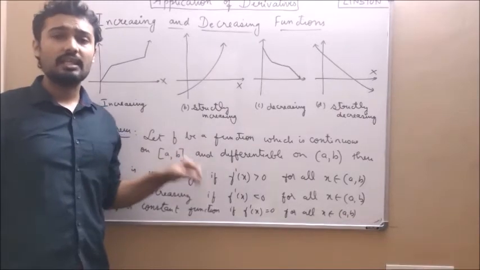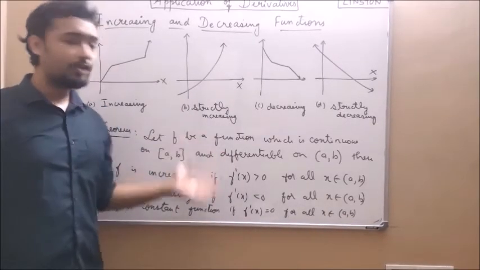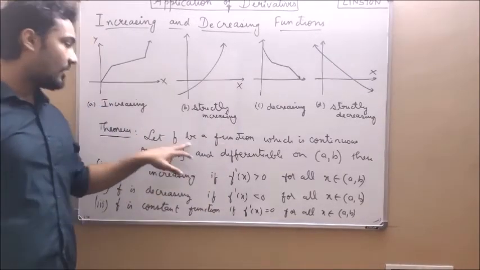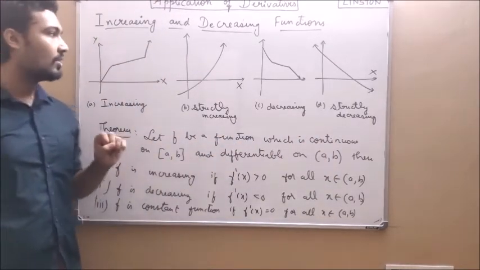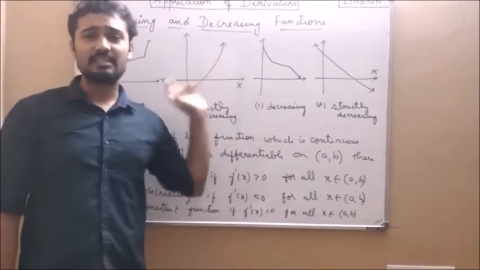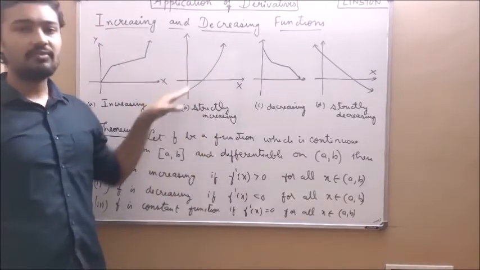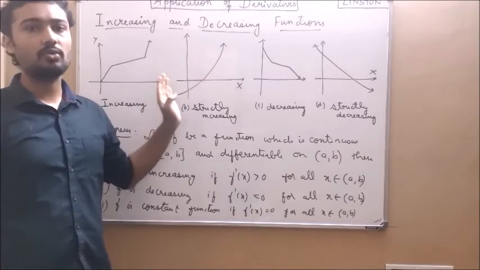Explaining the relation between increasing and decreasing function and its derivative. So what do we get from this? First thing to note, f is a function which is continuous on the closed interval a comma b. What is the meaning of f of x is continuous? It means you can draw the graph as a continuous line without any discontinuity. There are no stops in between.